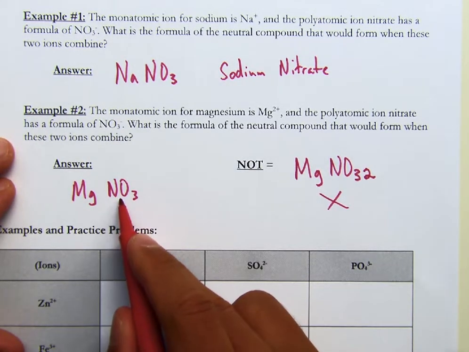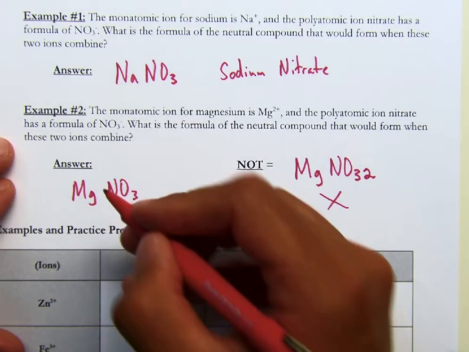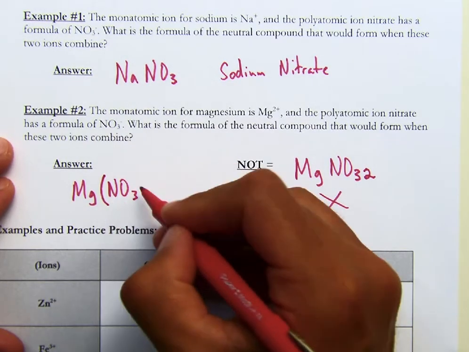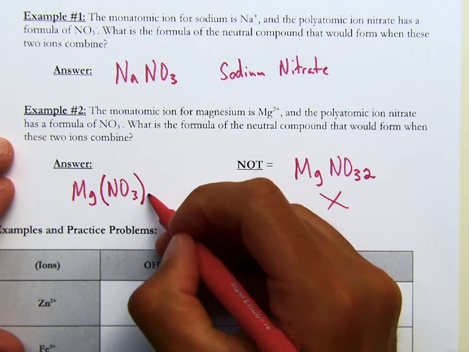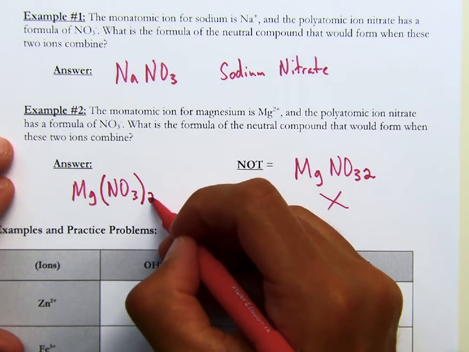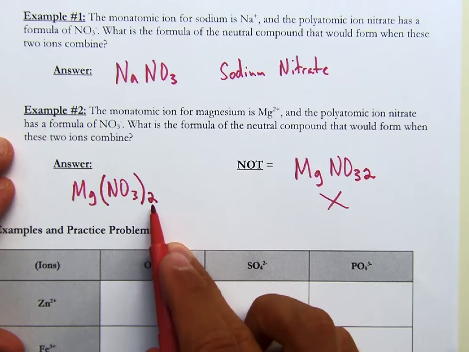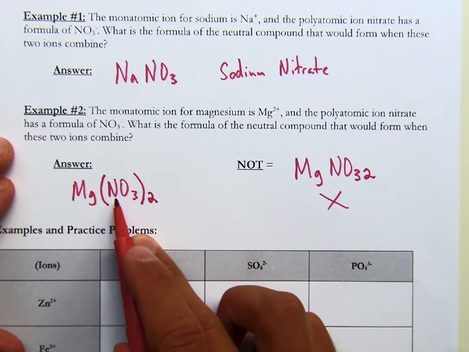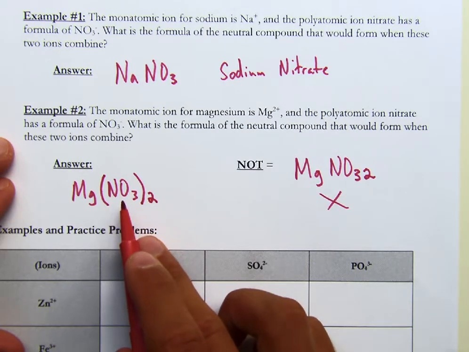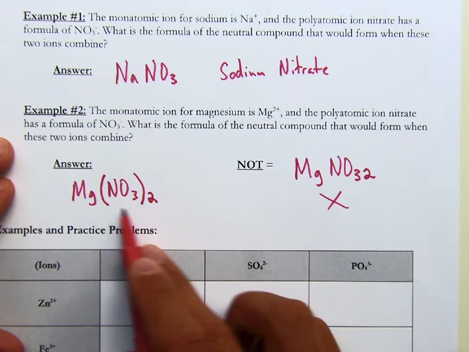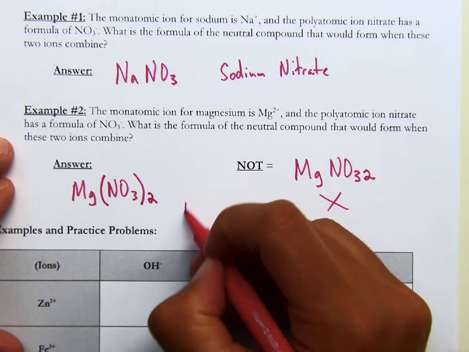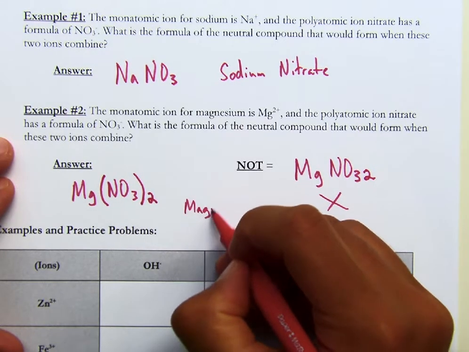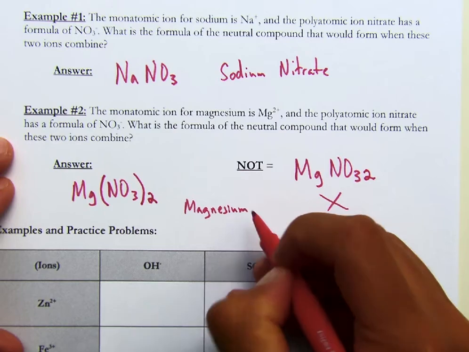If you need to have more than one of a polyatomic ion, you put the polyatomic ion in parentheses, and then you put how many you need outside of it. So that means you have 2 of whatever is inside of the parentheses. Each nitrate's -1. If you have 2 of them, that means this is -2, this is +2, that's a neutral compound. And naming it, this would be simply magnesium nitrate.